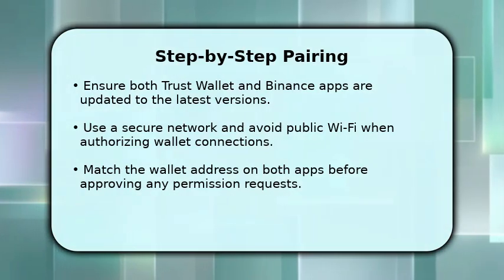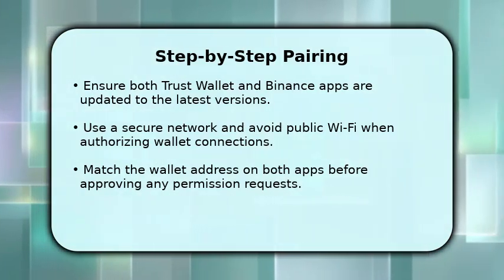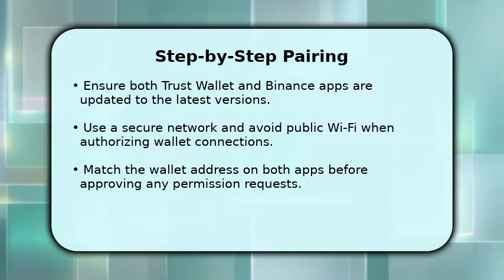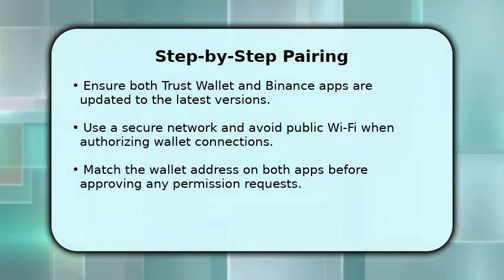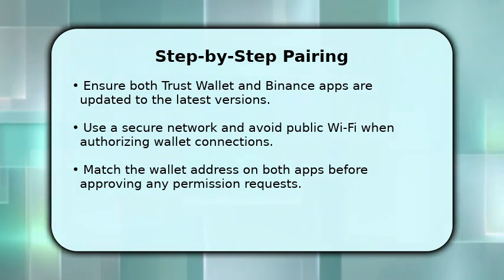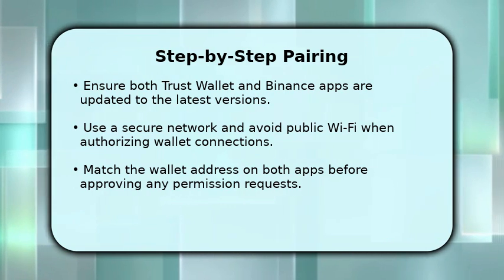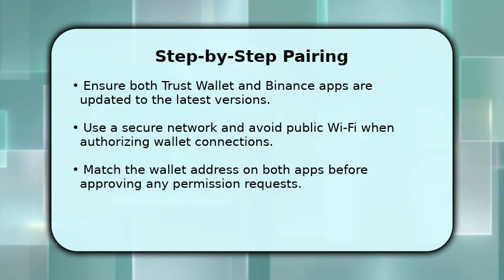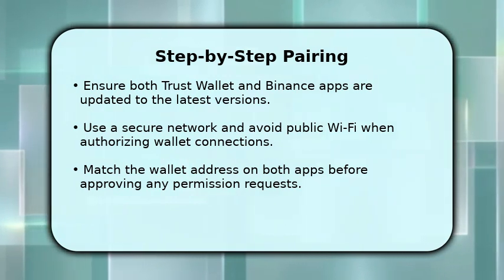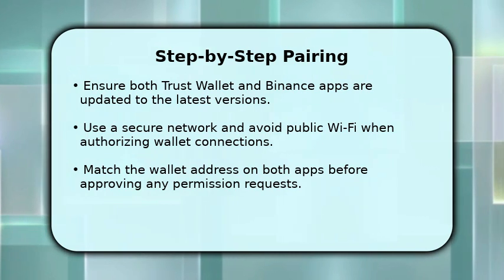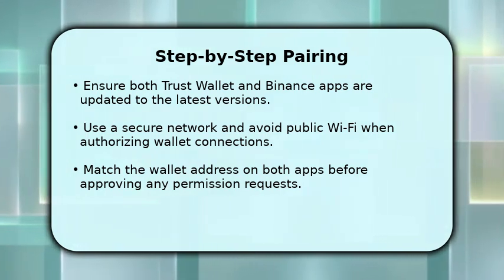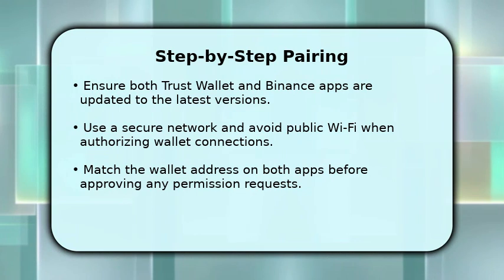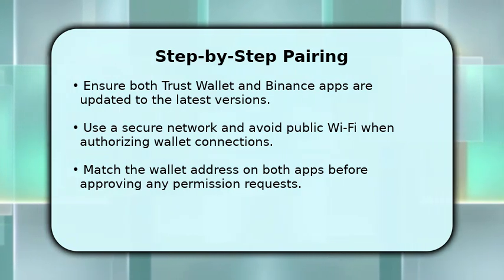Start by opening Binance and navigating to the Wallet Connect option in the app or website. Scan the QR code with Trust Wallet or tap the Connect link inside Trust Wallet to initiate pairing. Check the permissions requested, verify the receiving address, and authorize the session only if everything matches. After approval, test a small transfer or view balances to confirm the connection is working properly and securely.